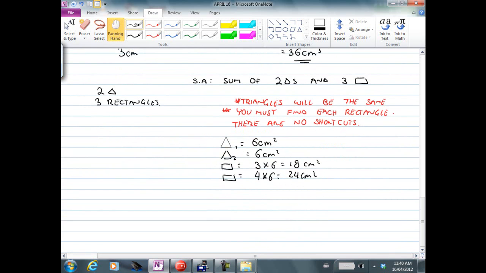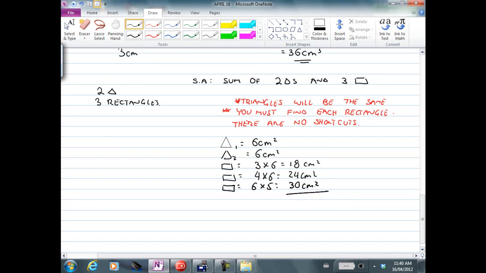30. 6 times 5. See, in each rectangle, I find it separately. There's no shortcut. There's no magic here. And I just look with my eyes. So this is going to be 30. Guys and gals, add them all together and tell me what you have in the end.